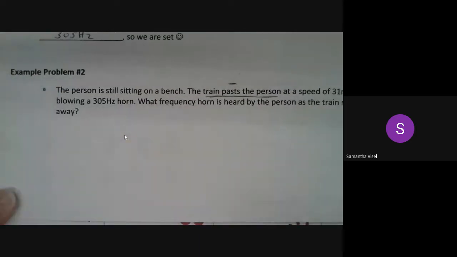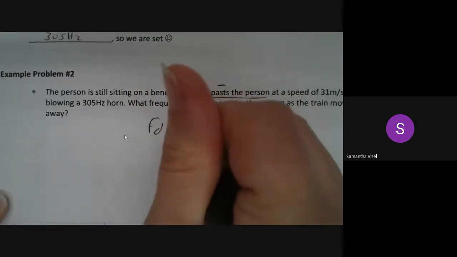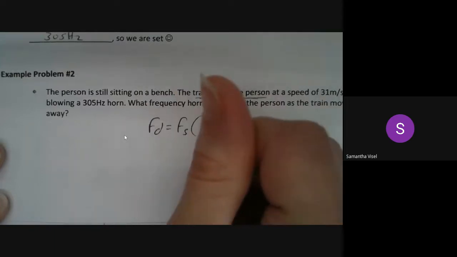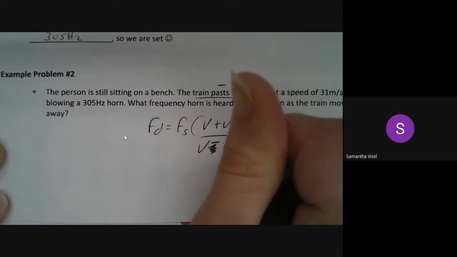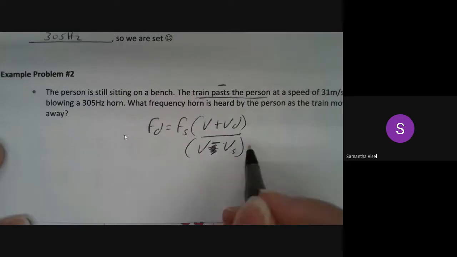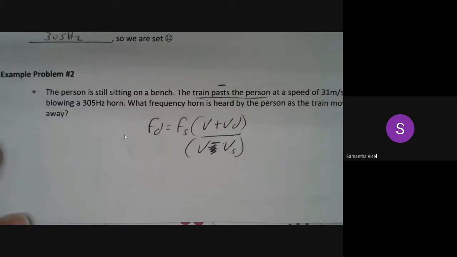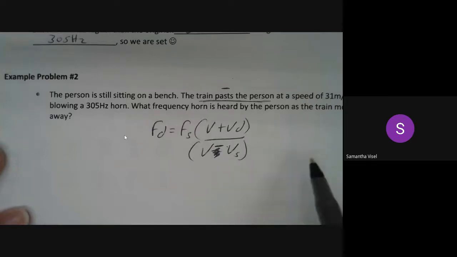Okay, so with our work being done here, we're going to check our work, check our answers. So here's my equation. Oops, I should be using pencil here. So speed of sound plus the speed of the detector, over speed of sound minus the speed of the source. The person's still on the bench as the train goes by the person at a speed of 31 meters per second, blowing the same horn. What frequency horn does the person hear now?